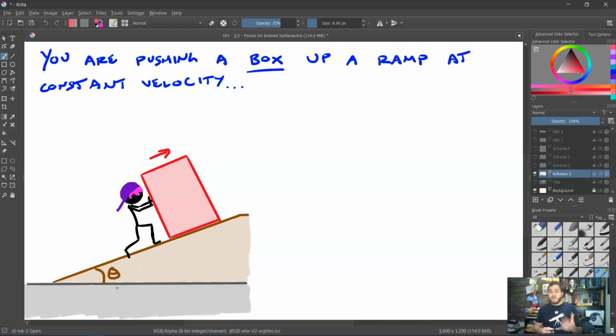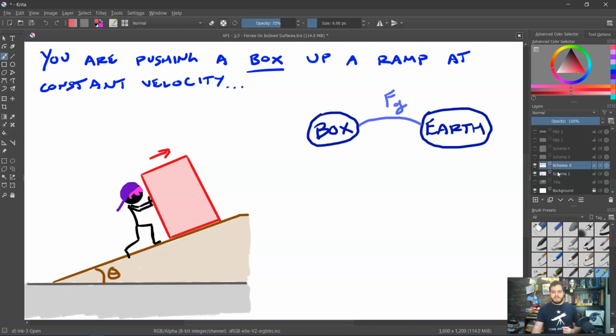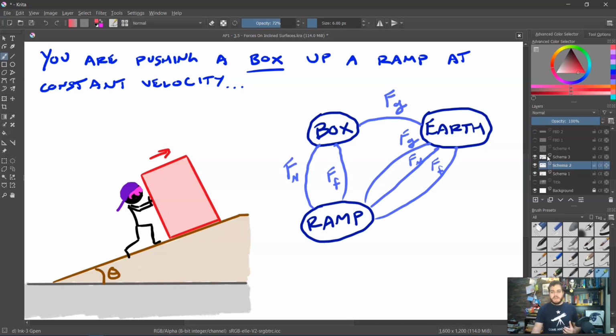Now, since it's at constant velocity, we know the forces must be balanced, but let's go ahead and start off by making a system schema. Well, first off, we know the box must have a gravitational force with the Earth. Pretty straightforward. Additionally, we know that the ramp is what's actually pushing up on it. It's not the Earth, it's this ramp. And it's important to separate these in this context. So the box has a normal force and a friction force with the ramp, and between the Earth and the ramp there is a gravitational force and a normal force. And in fact, there's probably even a friction force there too.